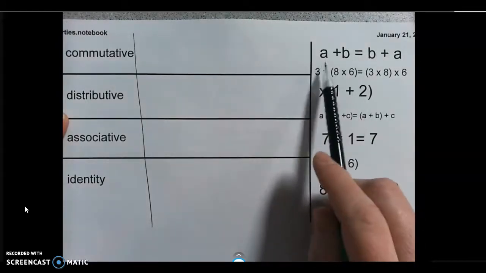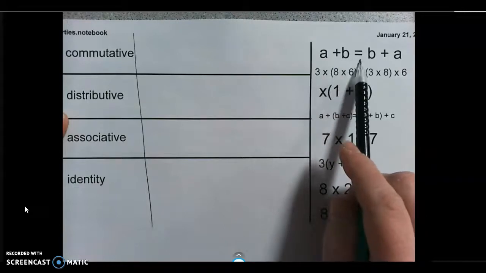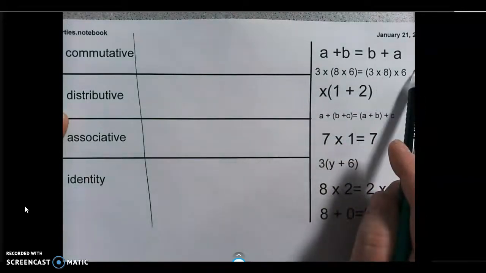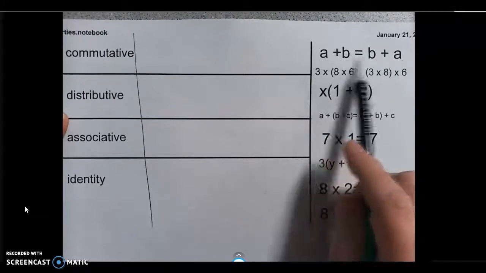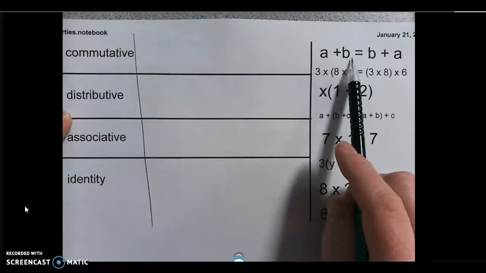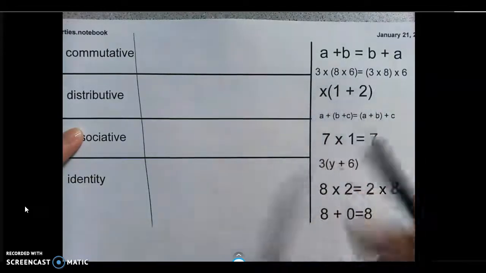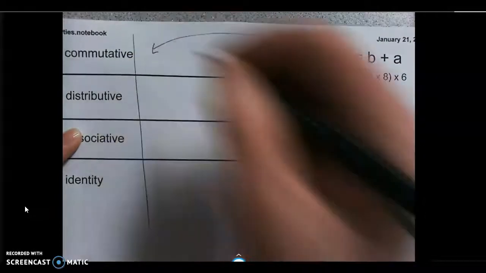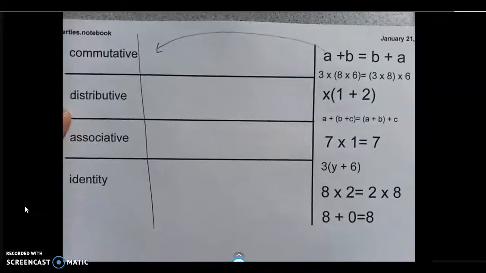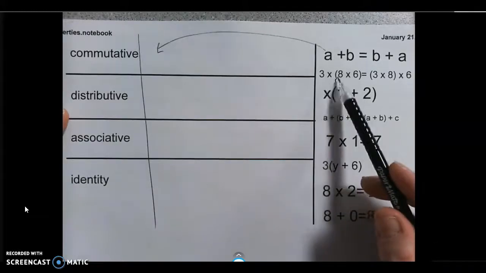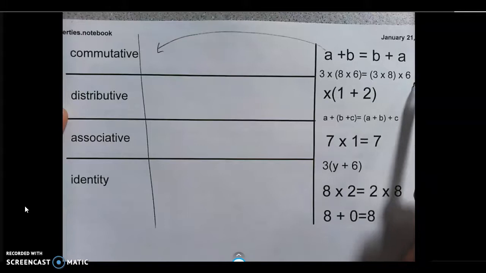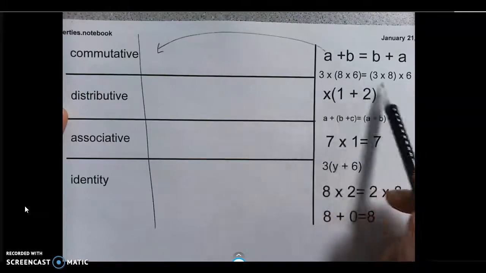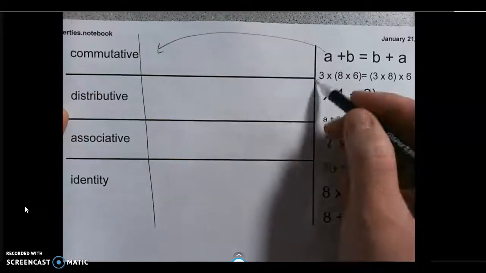So this first one says A plus B equals B plus A. So it's not identity. There's no ones or zeros in there. It's not going to be associative because there's no parentheses. The order doesn't matter, so this one would be commutative. This one, 3 times 8 times 6, 3 times 8 times 6. This one is associative because the groupings changed. So this guy would move down to associative.